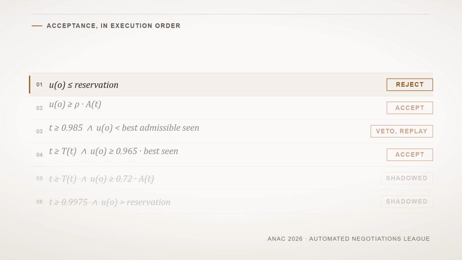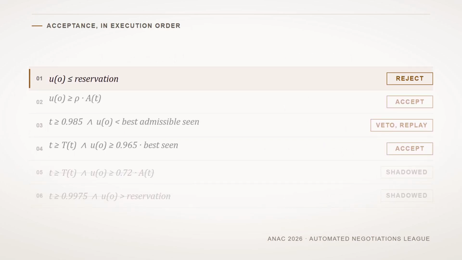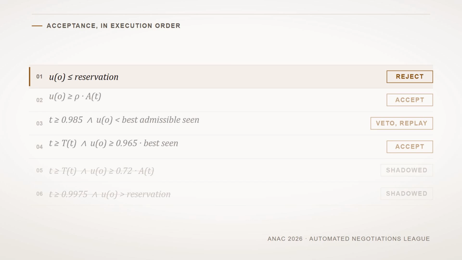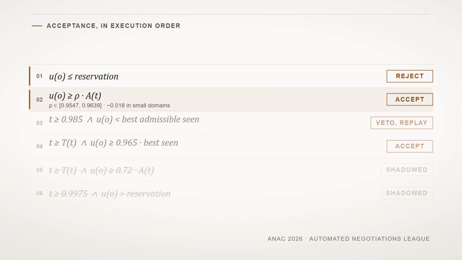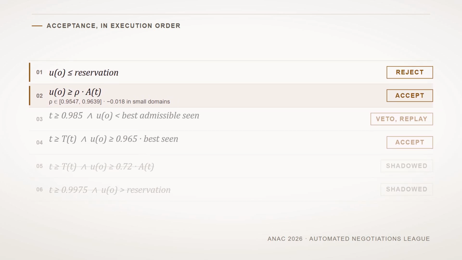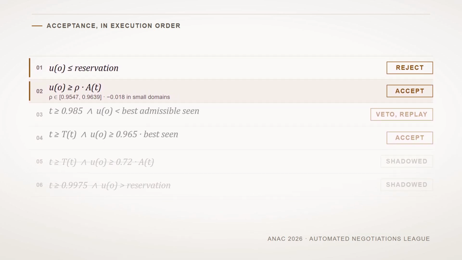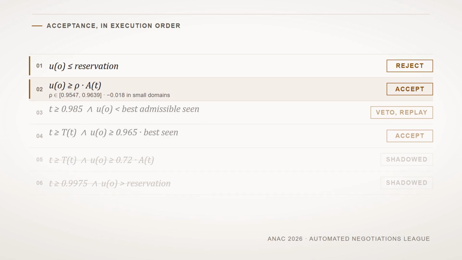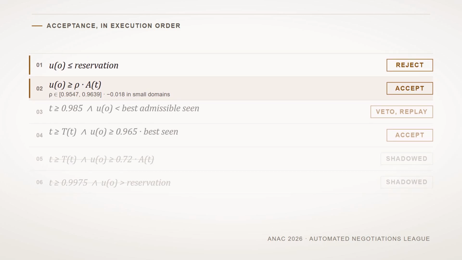Acceptance runs in execution order, and the order is the whole point. At or below reservation, reject. The first positive gate is utility at or above rho times aspiration, with rho sitting just under 0.964 and 18 thousandths lower in small domains.